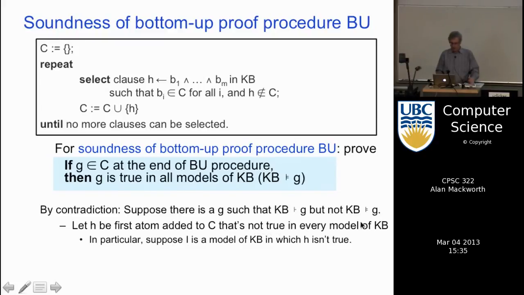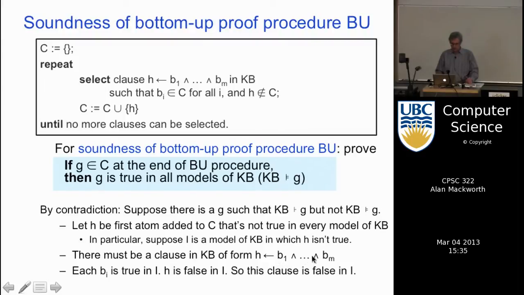And so it's not true in every model. There must be a particular model in which it isn't true. Right? That follows directly. Suppose I is a model of KB in which H isn't true. It's got to be at least one because it's not true in every one. So if that's the case, there must be a clause in the knowledge base of the form H if B1 through Bm. Why is that true? Because H got added. The only way it can get added is if it's at the head of a clause, right? Like that.